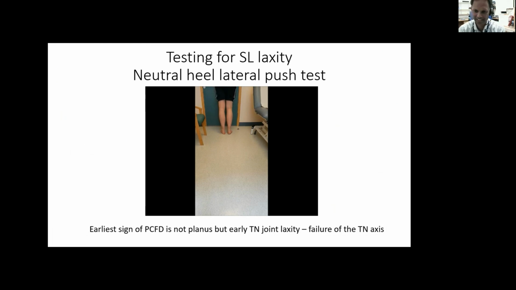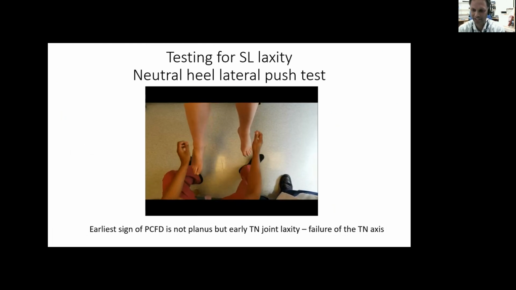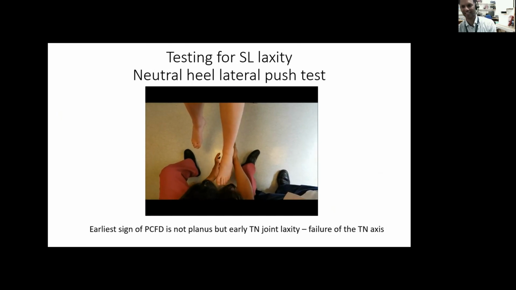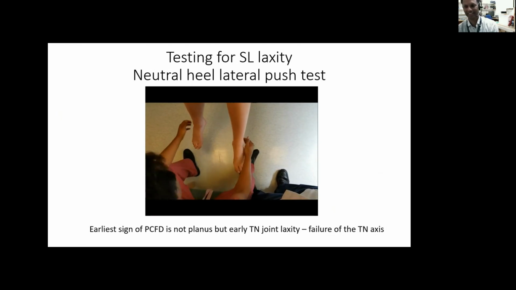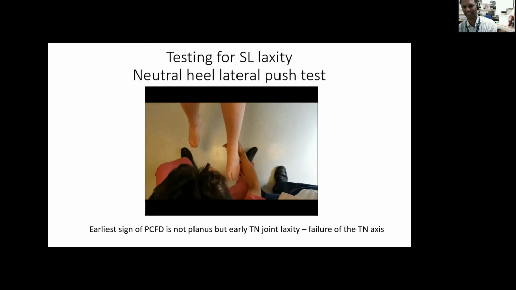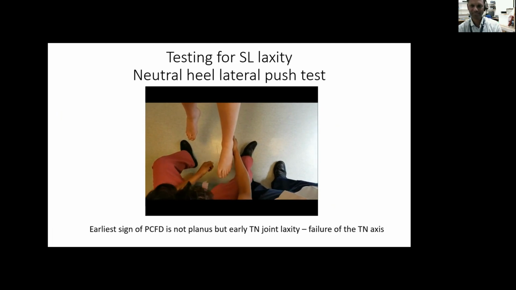But when you take the heel off the ground and you control the heel for pronation, i.e. put the heel into neutral or varus and prevent heel external rotation, what you see is this massive abduction swing. And that is what we call the neutral heel lateral push test, where you neutralize the pronatory forces and you can test for that abduction.